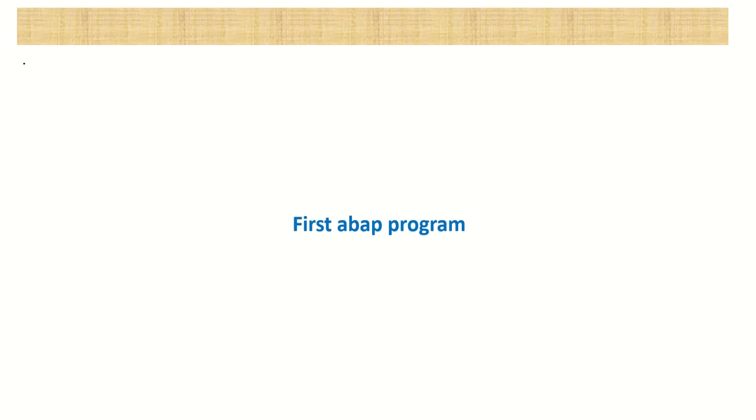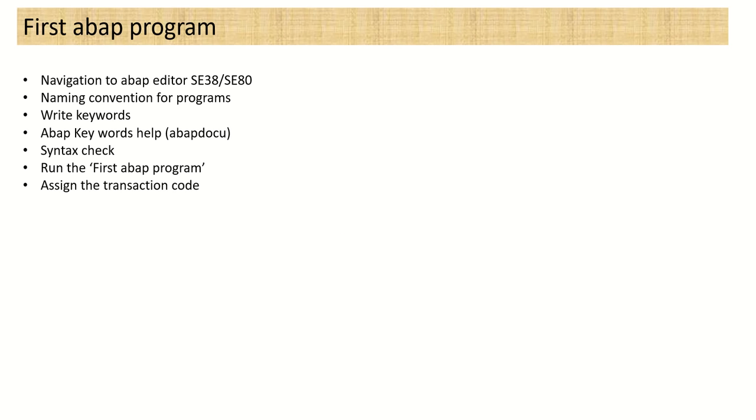So now we'll learn how to write an ABAP program. In the first ABAP program, we'll see how to navigate to the SAP ABAP editor, and the naming convention used for ABAP programs, the right keywords, and ABAP keyword help. Then we'll also see how to do the syntax check, how to run the program, and assign a transaction code. So in the first ABAP program, we'll learn the basic things just to get familiar.